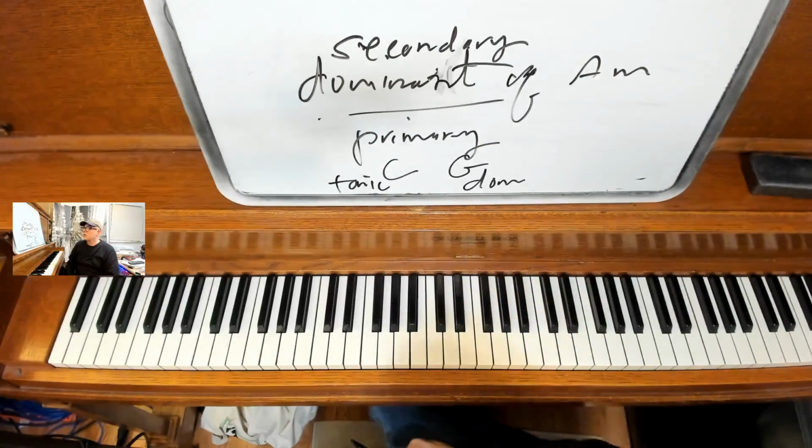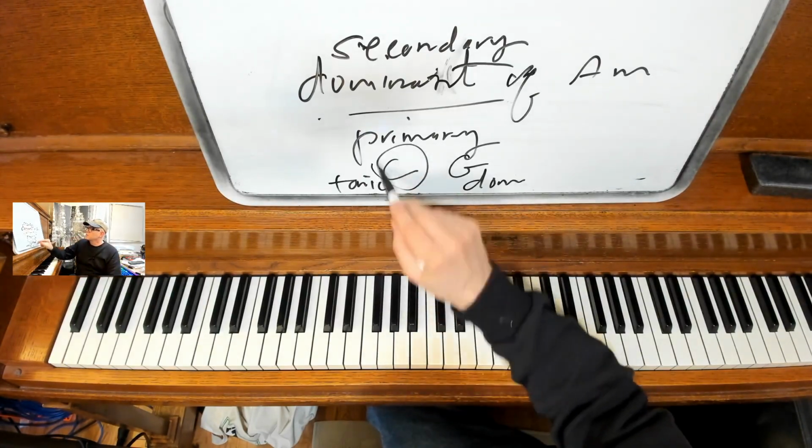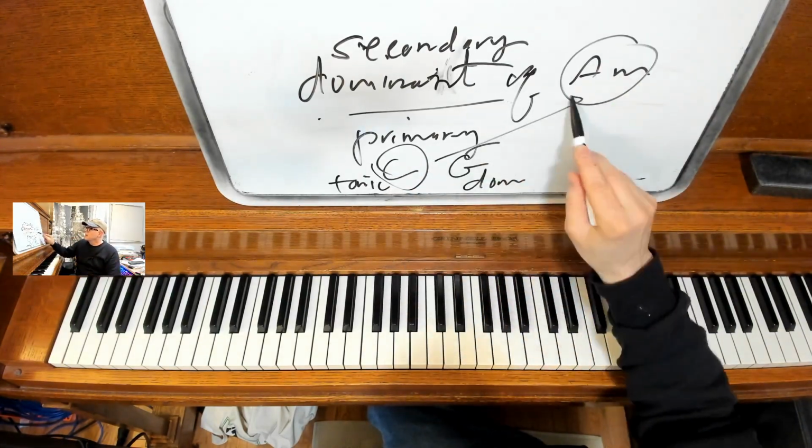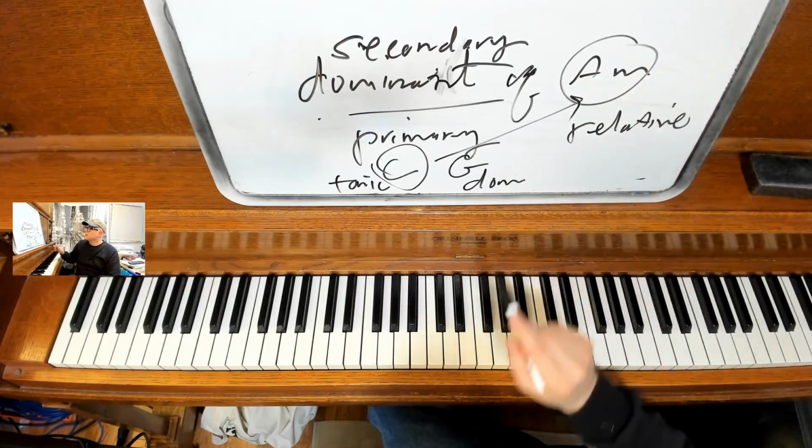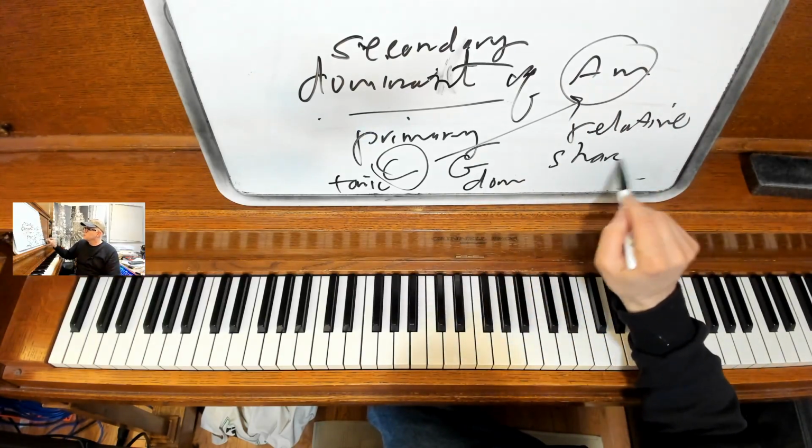Okay, those are the primary chords, but those aren't the only keys we go to. It's very common to go from C, as an example, to A minor. That's called a relative, and they share a key signature.